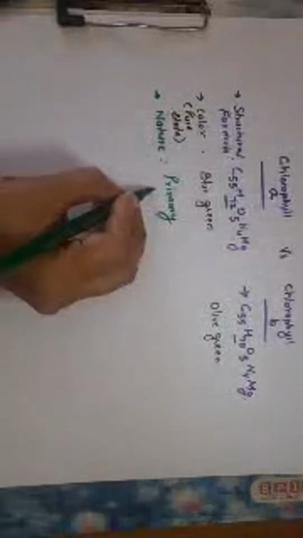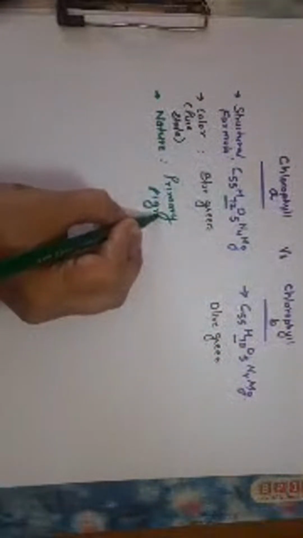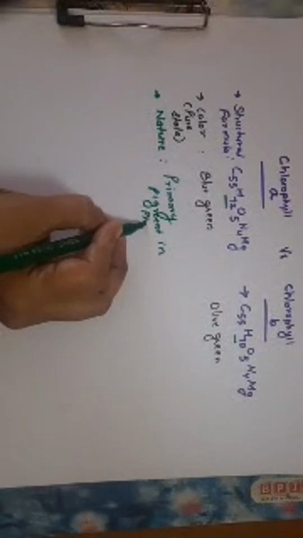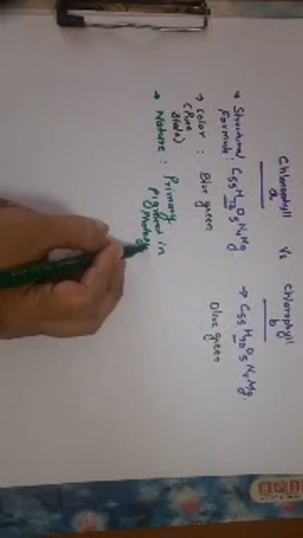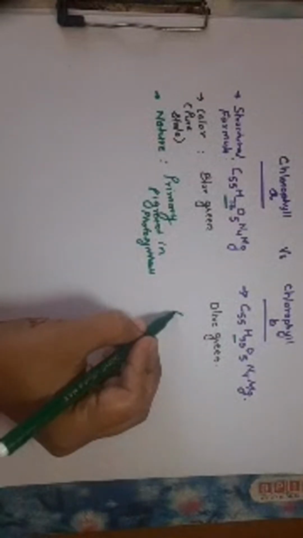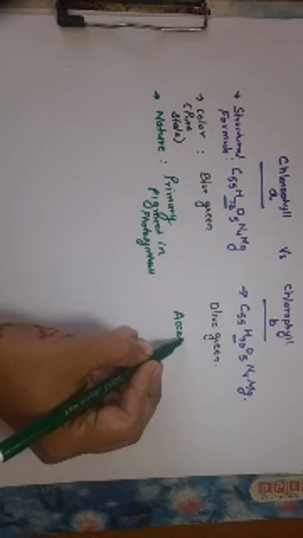Now let's talk about the nature. The third difference is in terms of nature. Chlorophyll A, students, is a primary pigment in photosynthesis, whereas chlorophyll B is the accessory pigment. It is just helping.